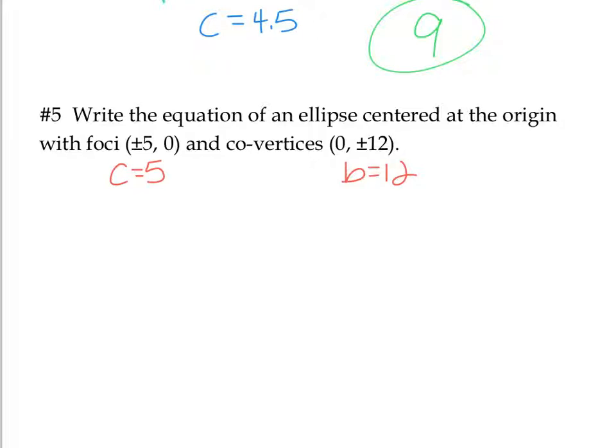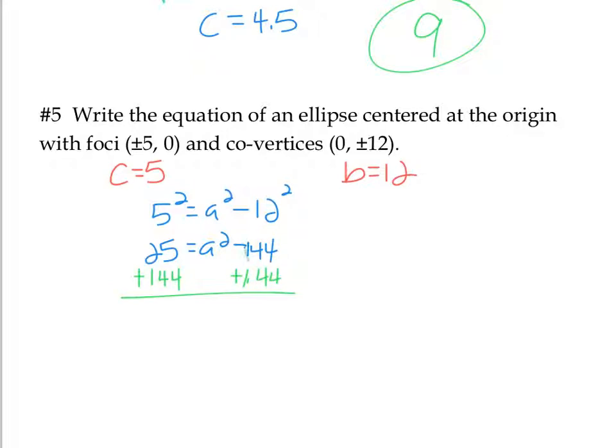So we could do 5 squared equals a squared minus b squared. So from this, we would get 25 equals a squared minus 144. Excuse me, minus 144. Sorry, we gotta change that. I'm already thinking about adding it to both sides. Getting a little step ahead of myself. Now I'm going to add the 144 to both sides. And I'm going to get 169 equals a squared. So that means a is 13.